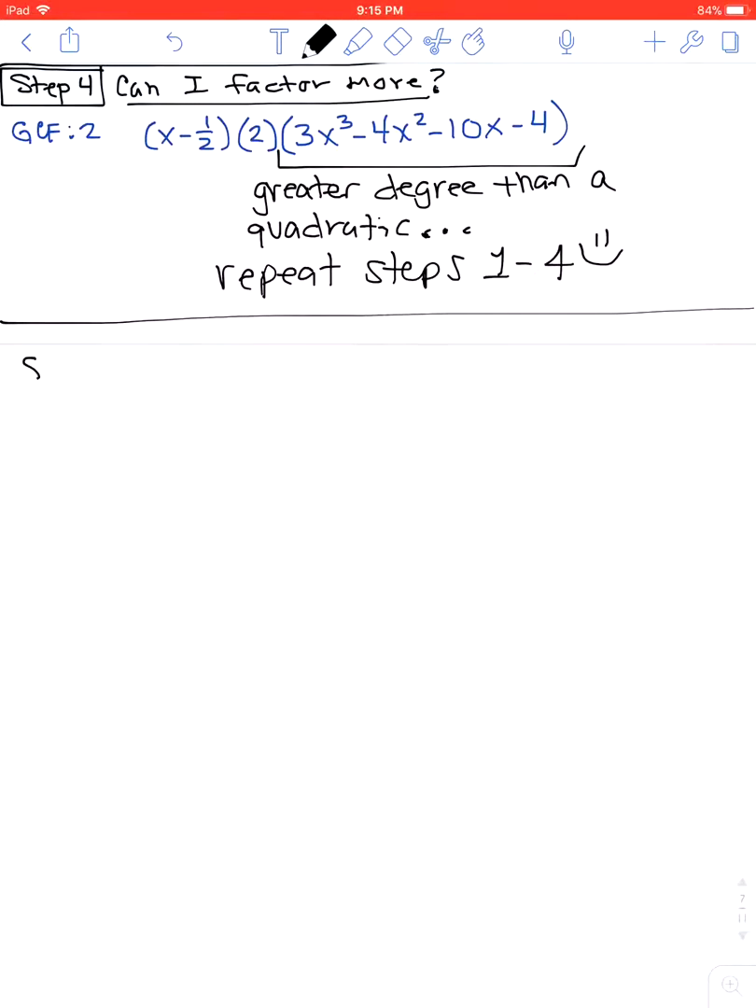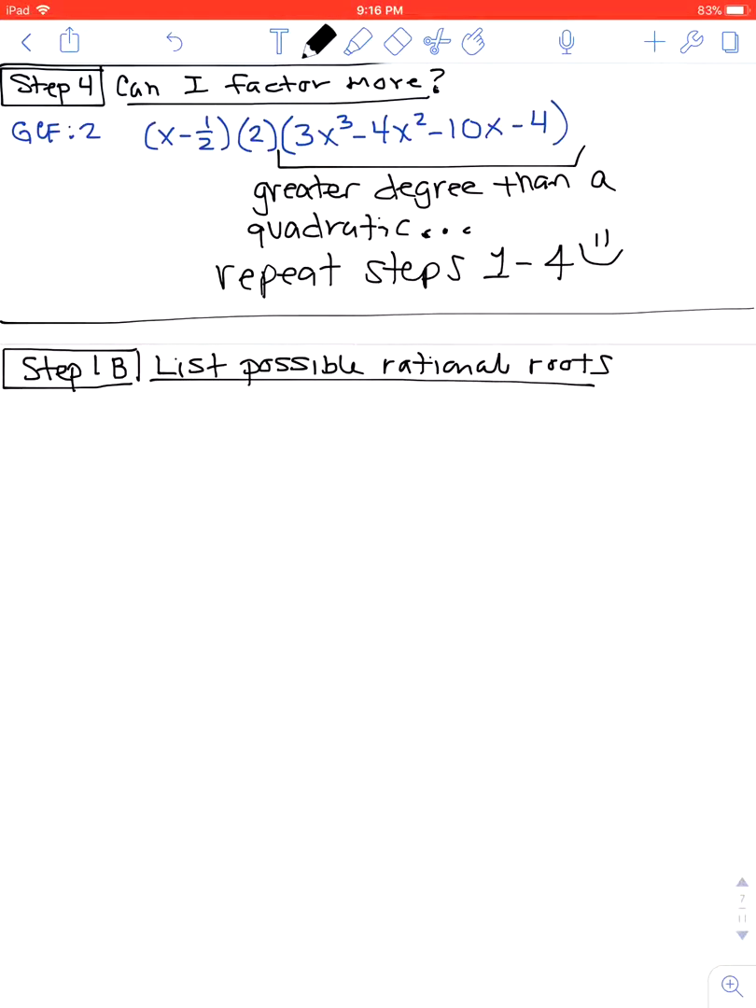All right, so what is step 1 again? We'll call it 1B. List possible rational roots. All right, so we're using that new polynomial, that cubic up there. So we're listing it for 3x cubed minus 4x squared minus 10x minus 4.